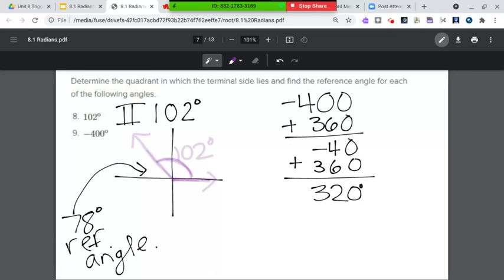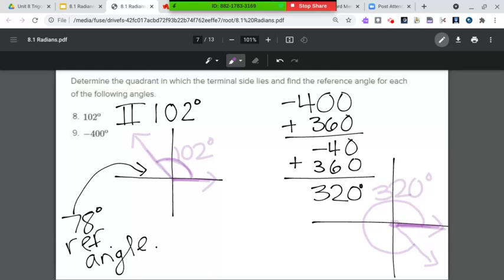Okay, let's draw 320. Positive x-axis is always your initial side. We're going to go counterclockwise. 90, 180, 270, and we need 50 more degrees. So we'll go right here. We'll put our measure this way, Pac-Man, 320 degrees.